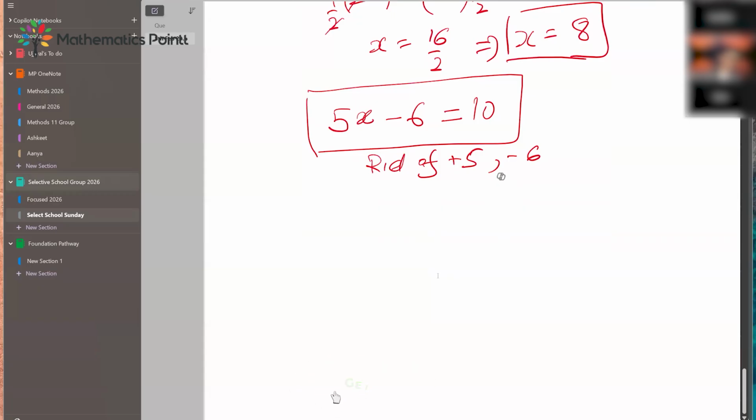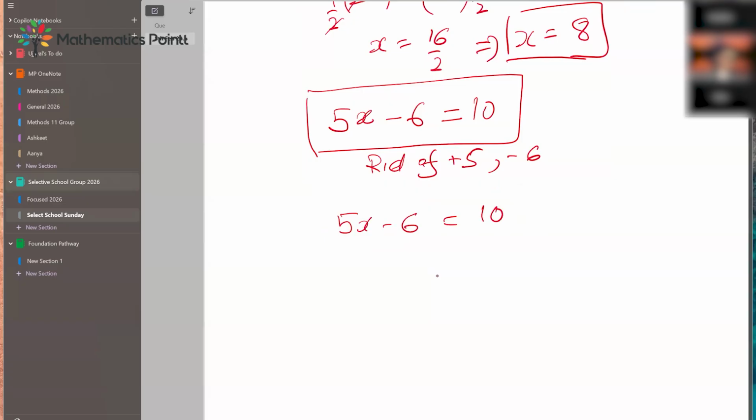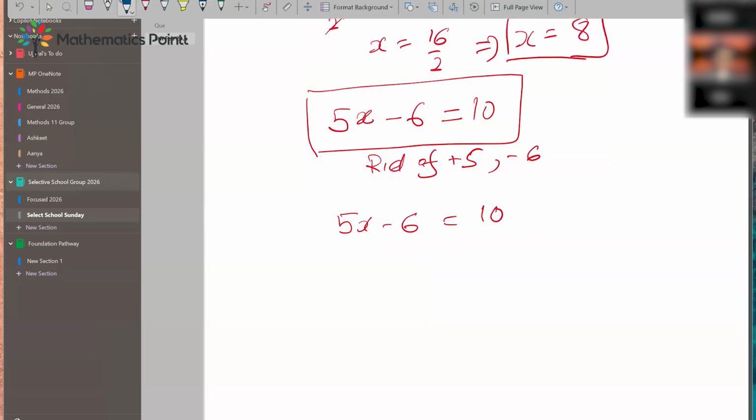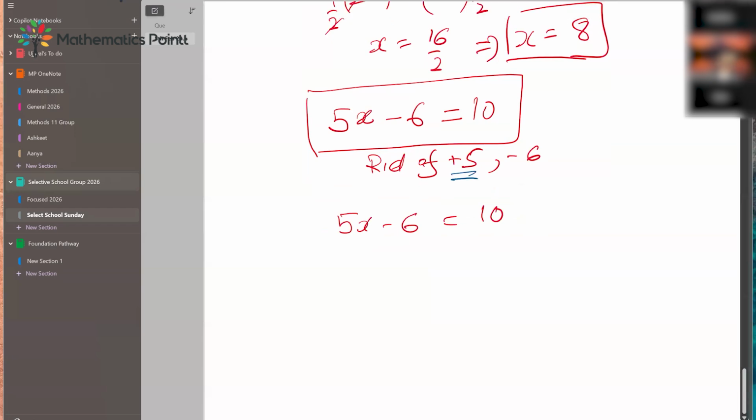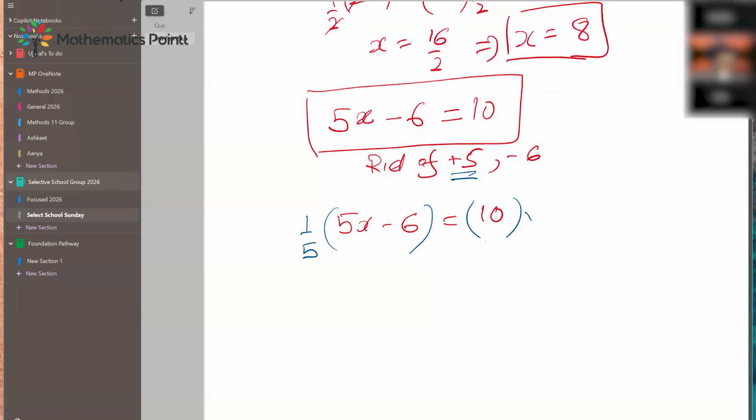This is where the bracket plays a big role. I have 5x take away 6 equals to 10. I change the color and I say, okay, let me get rid of the positive 5 first. That means 5 is multiplying x. I need to divide by 5 on both the sides. Let's open the brackets up. 5x times 1 on 5, take away 1 on 5 times 6 equals to 10 over 5. Is this step clear what I've just done?